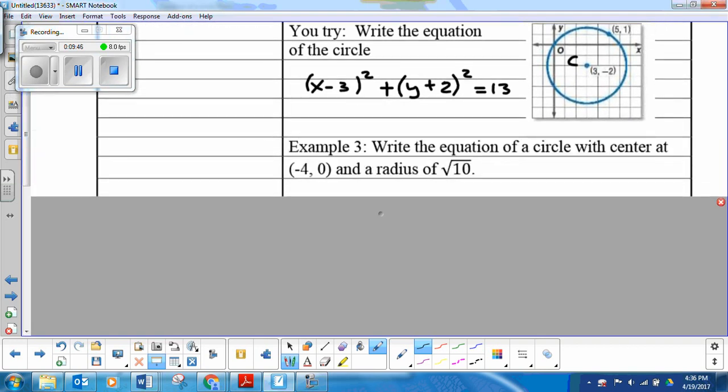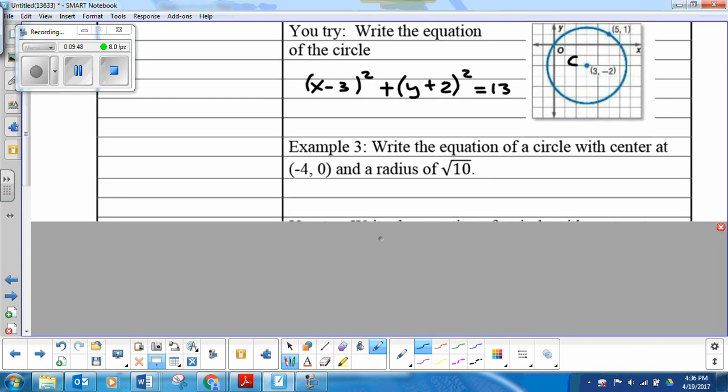We've got example number 3. Write the equation of a circle with a center at (-4, 0) and a radius of the square root of 10. So they've already given us everything that we had been writing over in our margins. We've got our center, that's nice. Our radius is kind of gnarly, but we don't care. We can just show that as the square root of 10.